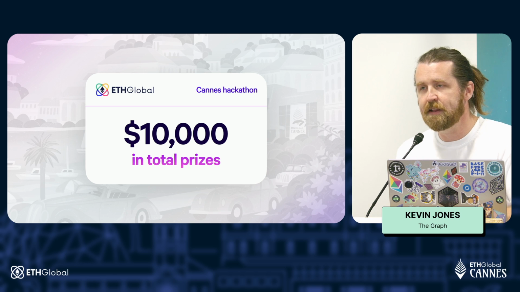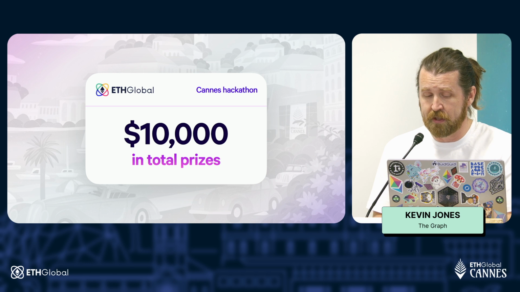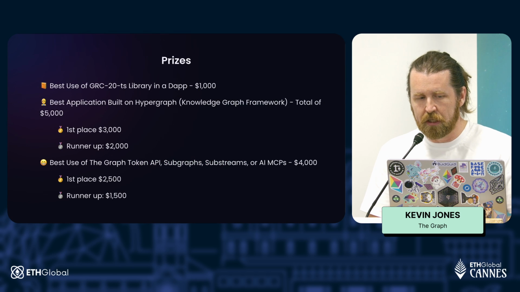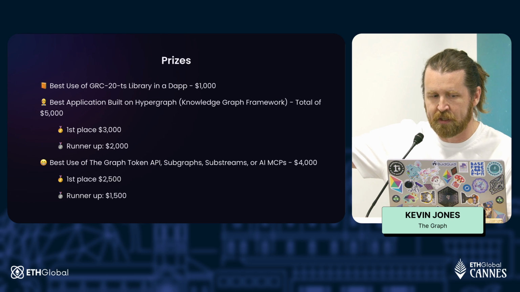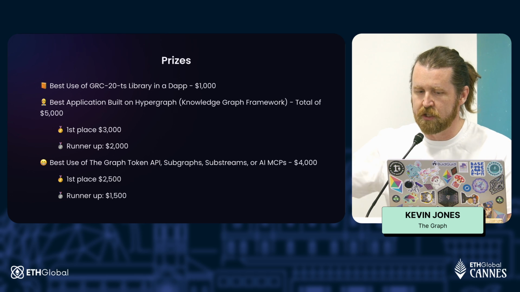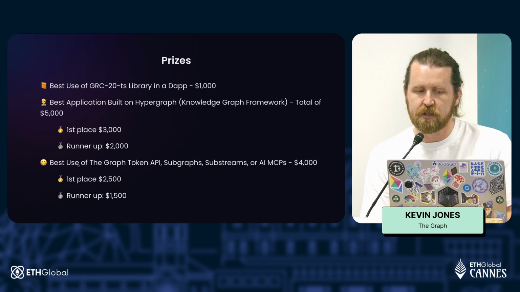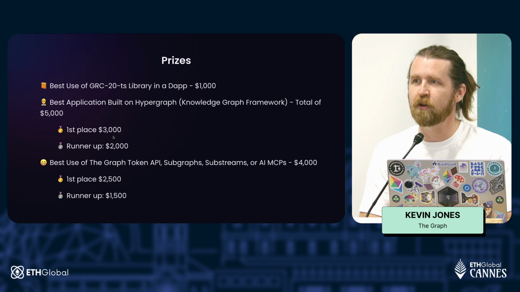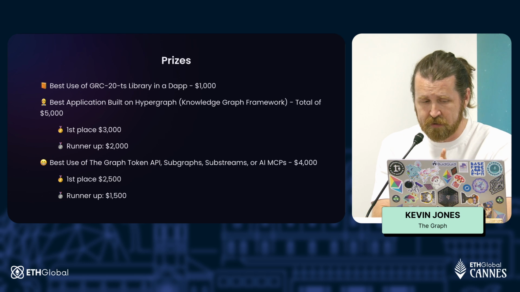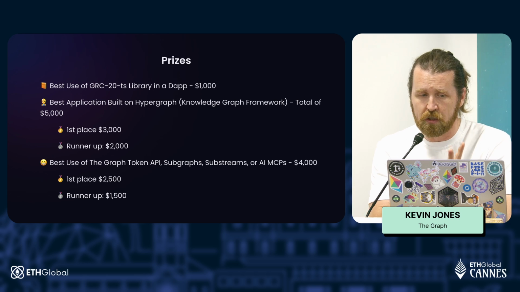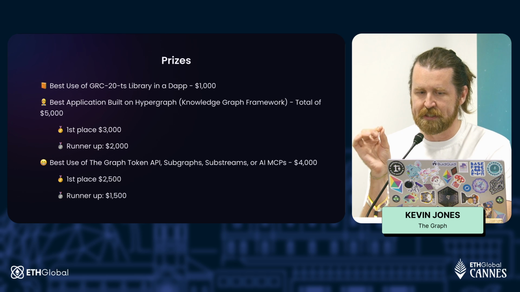So there's $10,000 in prizes from The Graph for various things. If you want to build on top of Hypergraph, I'm just going to skip the first one for a second. If you want to build on Hypergraph using the knowledge graph framework, there is a total of $5,000. The best use of Hypergraph is first place for $3,000. Second place is $2,000. The best use of the GRC20 TS library in a DApp is $1,000.